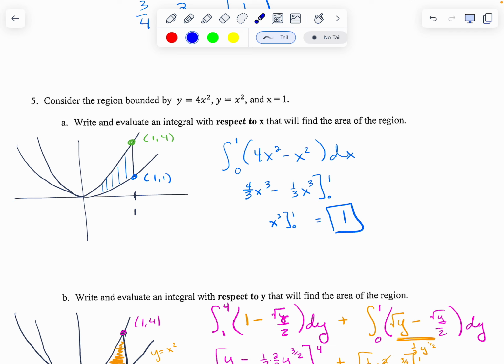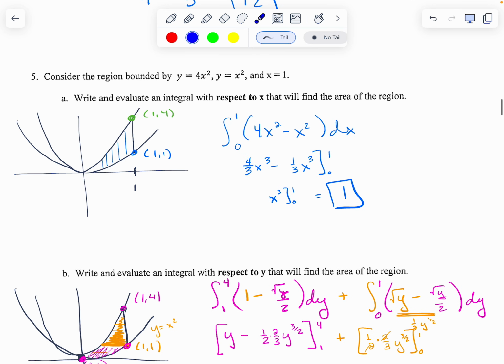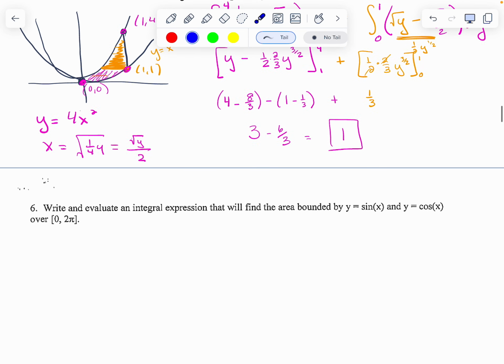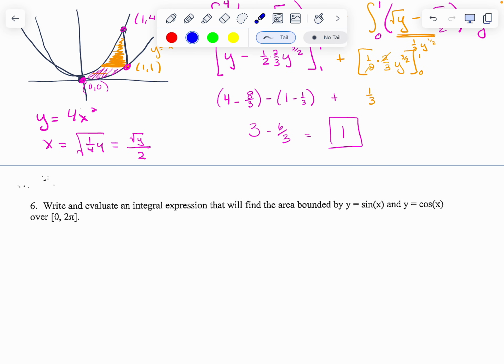But why do we have that in the second one? Because I'm looking at my rectangles getting sliced this way instead of looking at my rectangles getting sliced this way. Okay. Sit with that for a moment. Once we do more, it might start to make more sense.